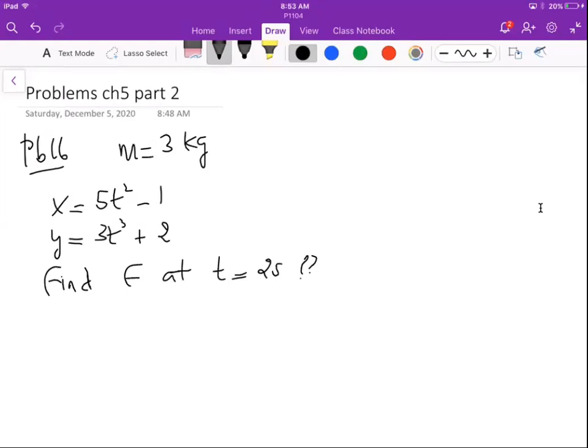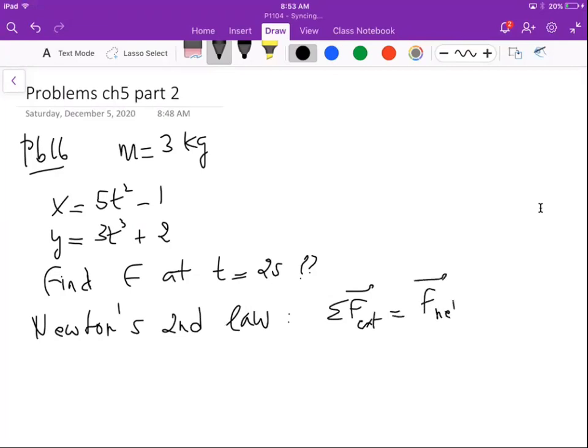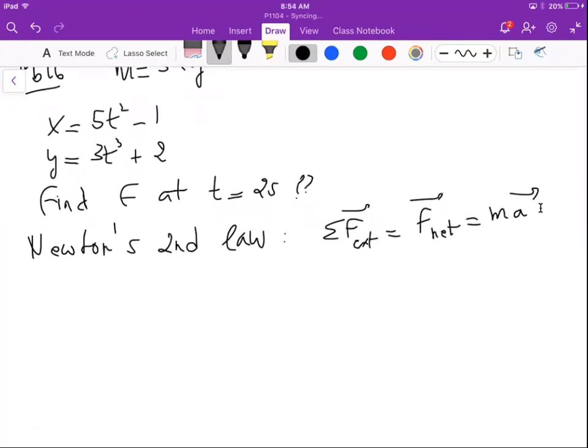So according to Newton's second law, we know that the net force, what we call the sum of external forces, is equal to the mass multiplied by the acceleration. We know what the mass is, but we don't know the acceleration. However, we can determine it using x and t.